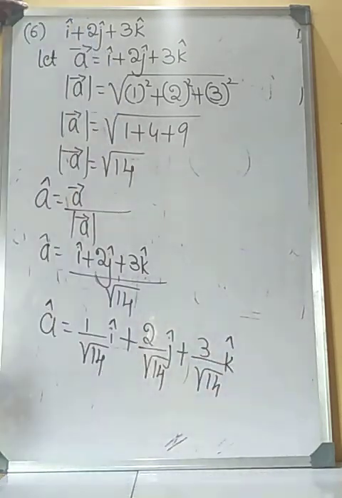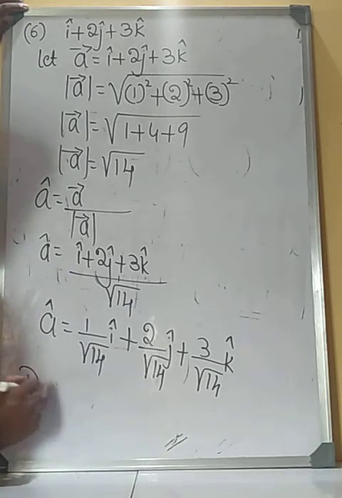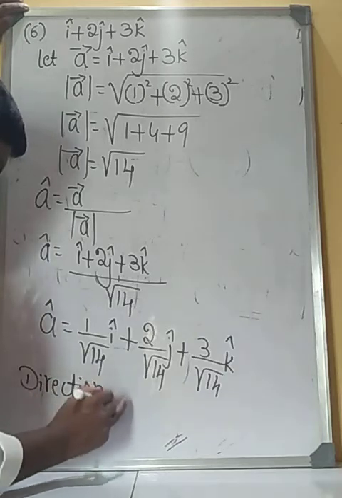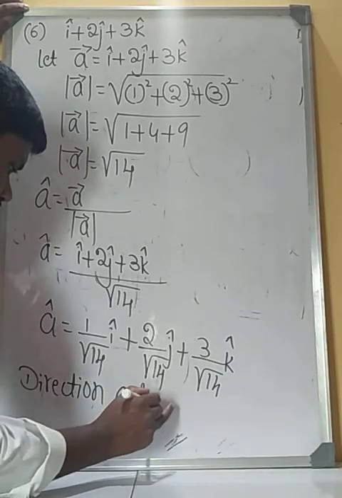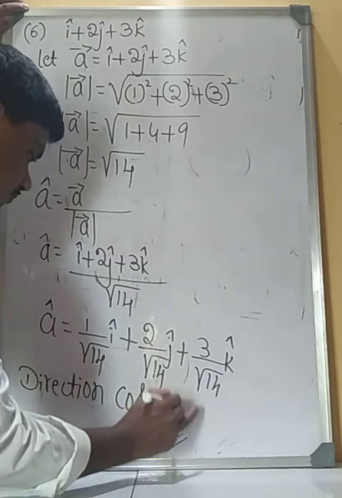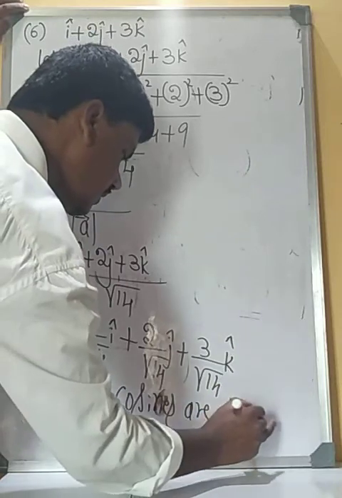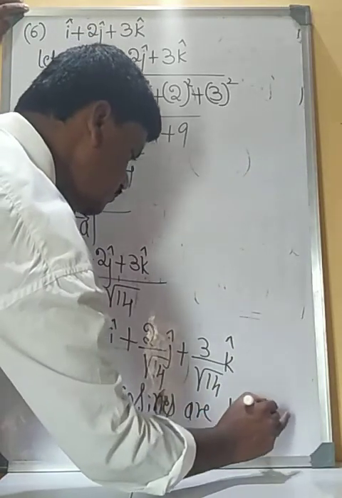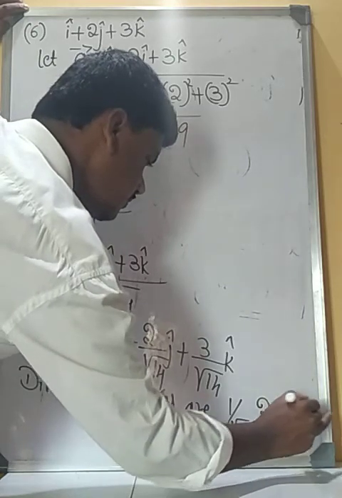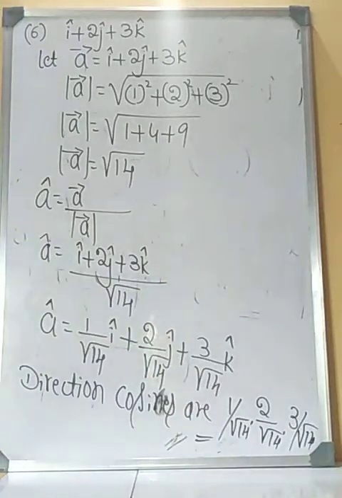So therefore, the direction cosines are 1 divided by root 14, 2 divided by root 14 and 3 divided by root 14. So these are the direction cosines.